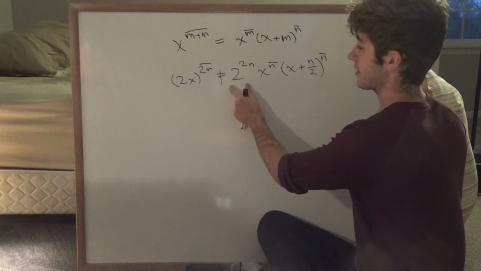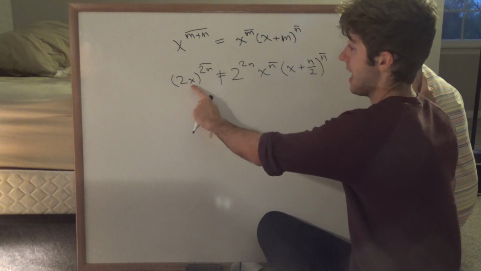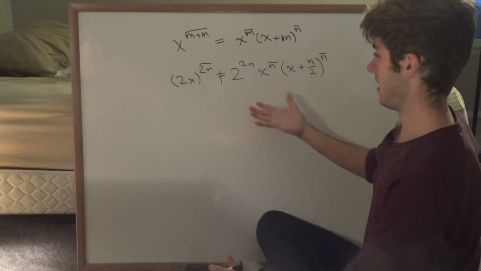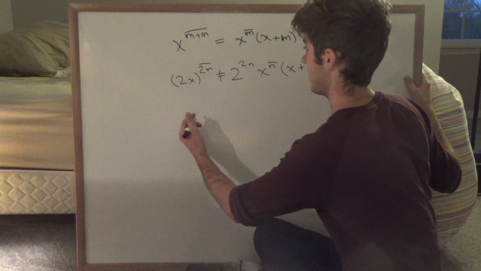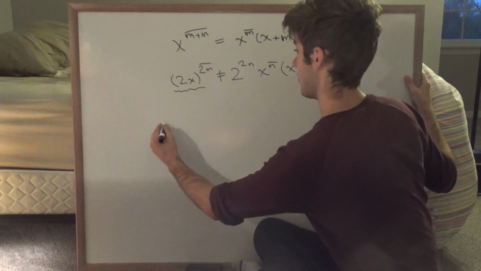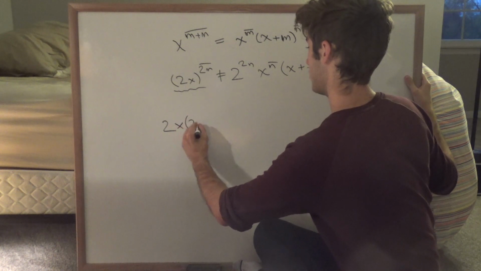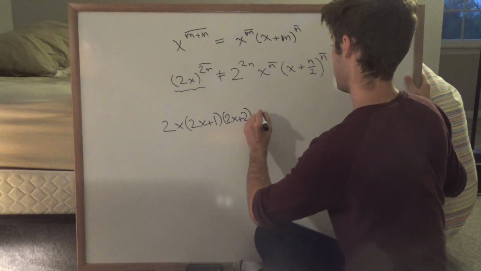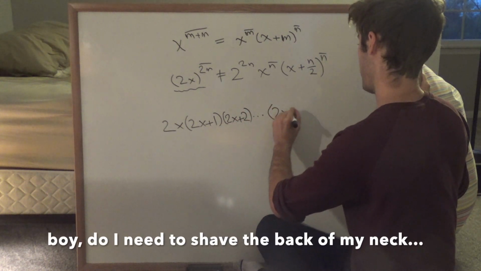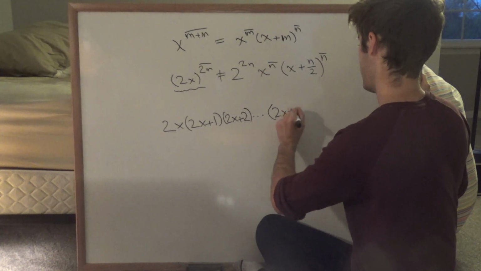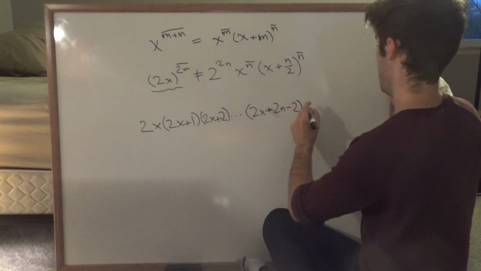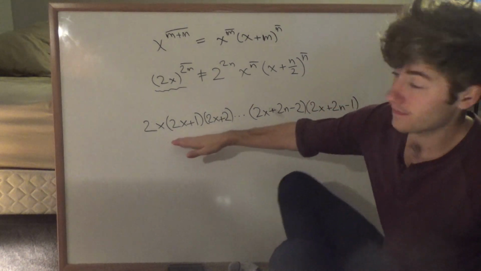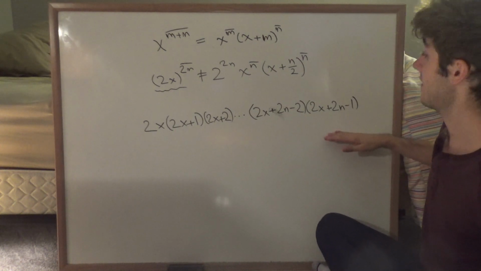I think it has something to do with factoring out the powers of 2, and I think that if it were x to the 2n, then you'll see that the other thing has to be correct just by analyzing it. So if we consider what this is going to be: 2x times 2x plus 1 times 2x plus 2 times and so on up to 2x plus 2n minus 2 times 2x plus 2n minus 1. And this is the 2nth rising factorial of 2x.